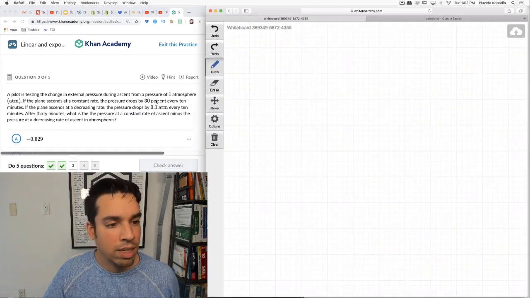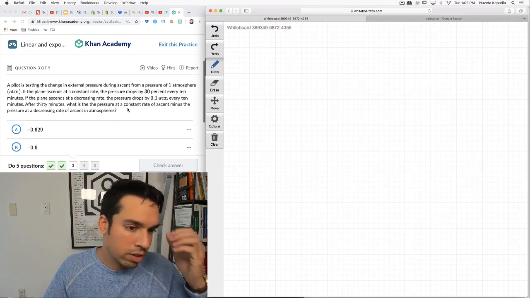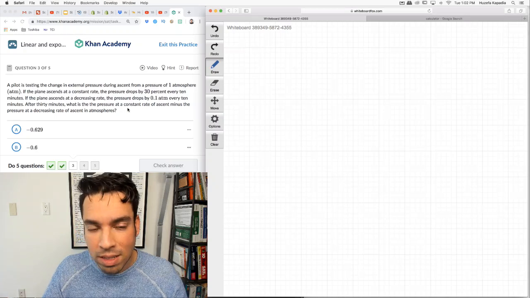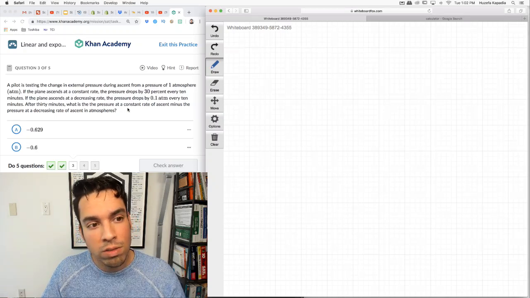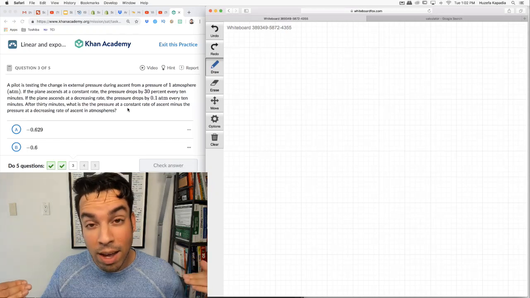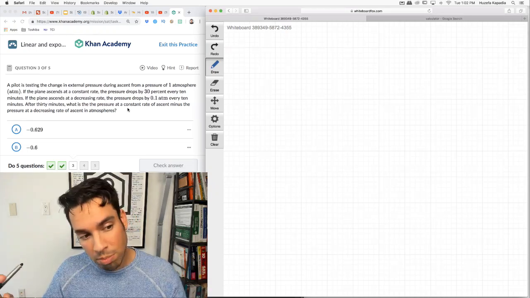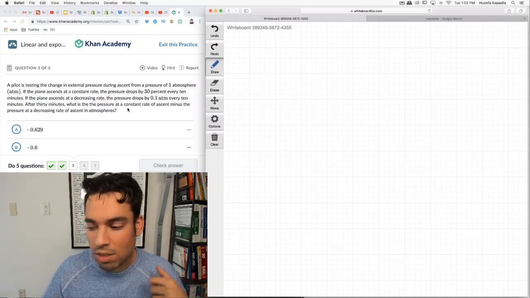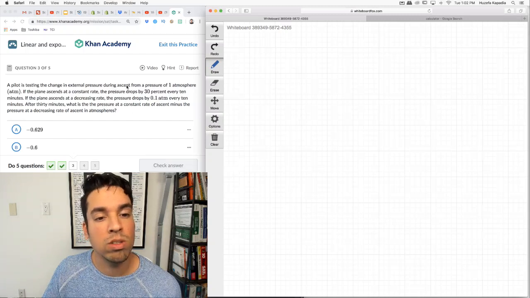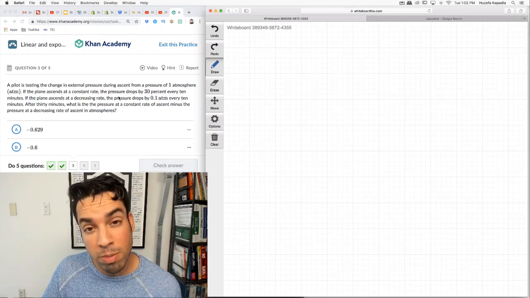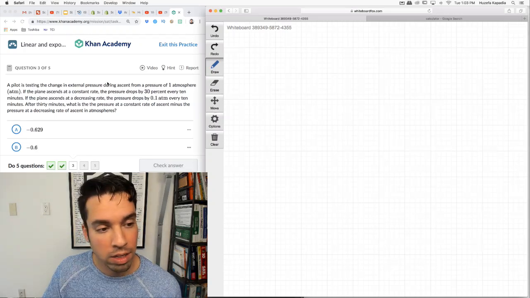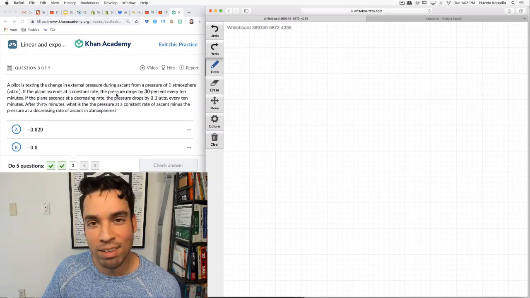A pilot is testing the change in external pressure during... I think these problems, by the way, let me just go on record saying I think these problems are very difficult, not because of the calculations involved, but because of the amount of words. To be honest, even I get a little anxious when I see a paragraph like that. I love it when it jumps straight into the math, a problem that's just straight numbers. But these ones, you have to parse the information. Just remember, they're usually on the simpler side once you get through all the extra stuff.